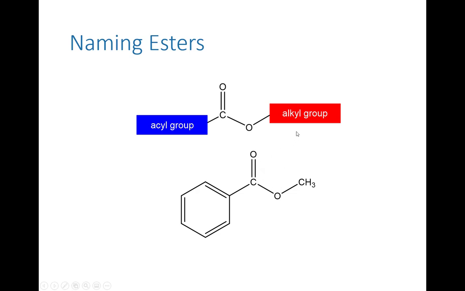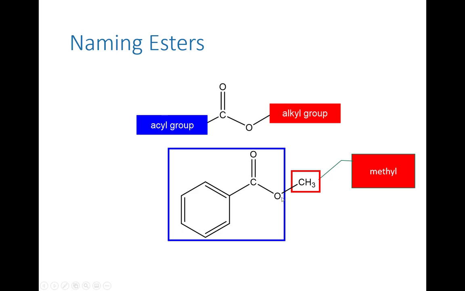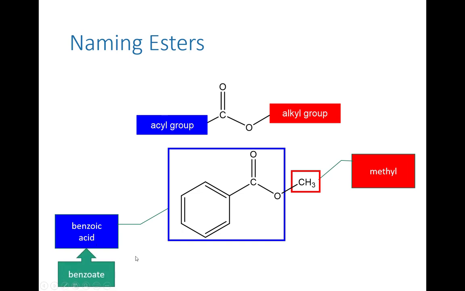It's your responsibility to identify the various groups based on where they are positioned compared to the double bond oxygen here. So this is the alkyl group right here, the group bonded to the oxygen, and that should be very familiar. That is a methyl group. Now let's look at the rest of the molecule, and we pretend there's a hydrogen there for a second. And what carboxylic acid would that be? Well, we saw that one just a moment ago. It was one of the carboxylic acids with a common name. It was benzoic acid. So we changed the ic acid to ate. So benzoate. So we just combine those two words together and we get methyl benzoate.